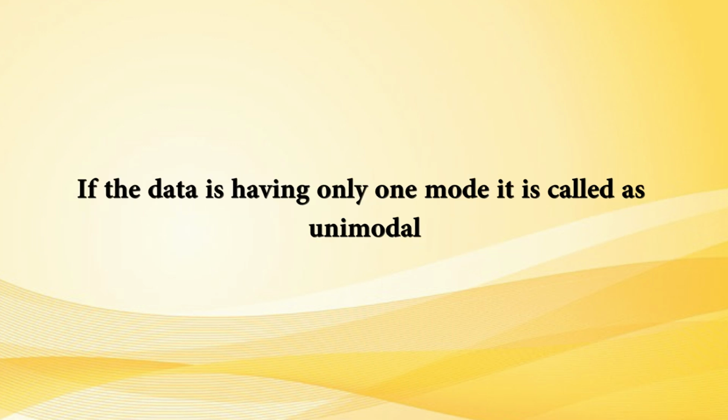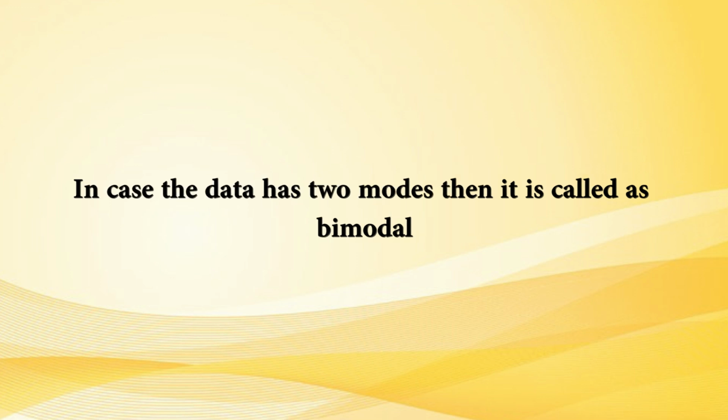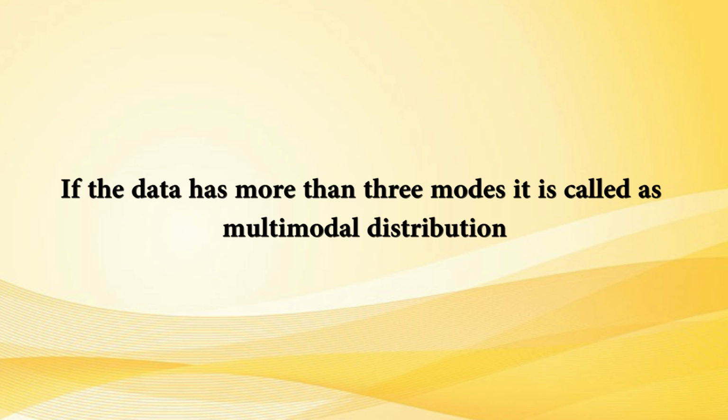If the data has only one mode, it is called unimodal. In case the data has two modes, then it is called bimodal. If the data has more than two modes, it is called a multimodal distribution.